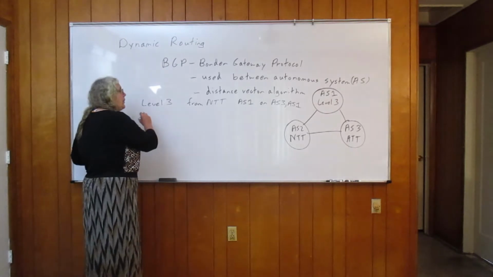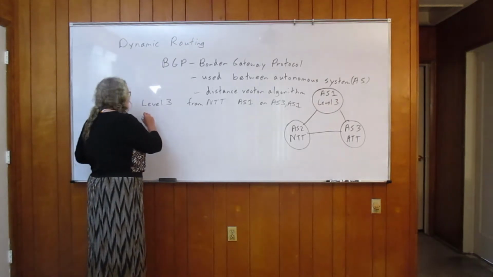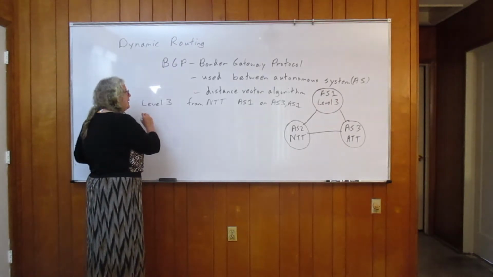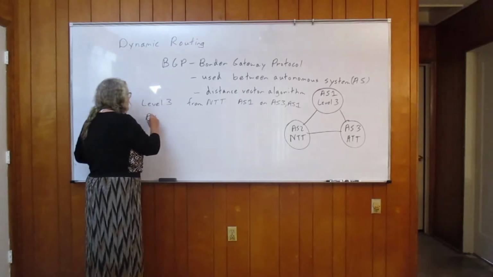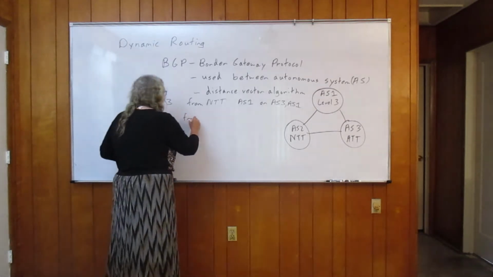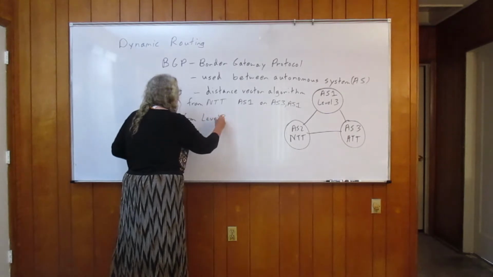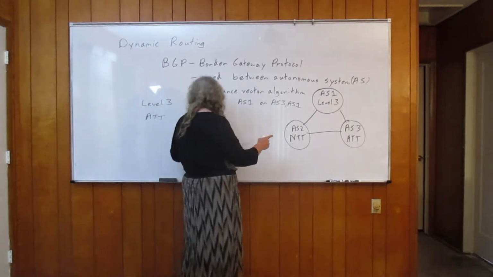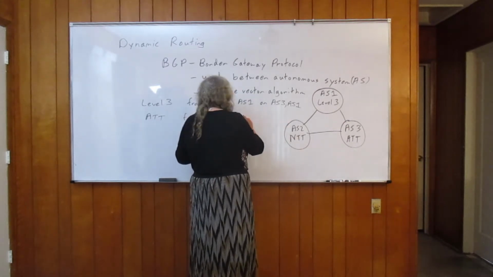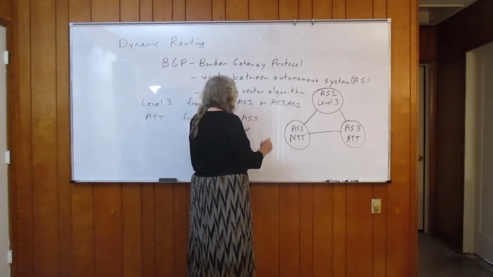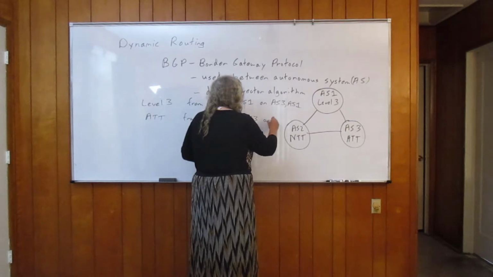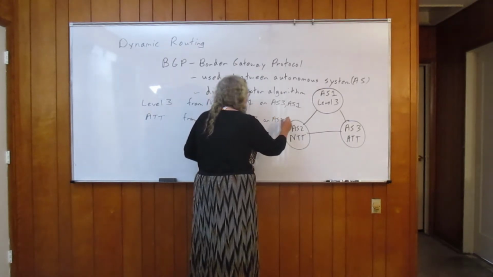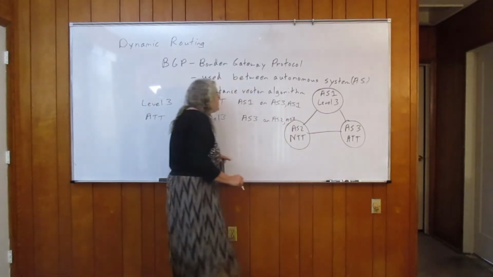Let's say I wanted to get to AT&T from Level 3. So to get to AT&T from Level 3, I could either go directly to AS3 or I could go through Nippon Telephone and Telegraph and then go to AT&T.